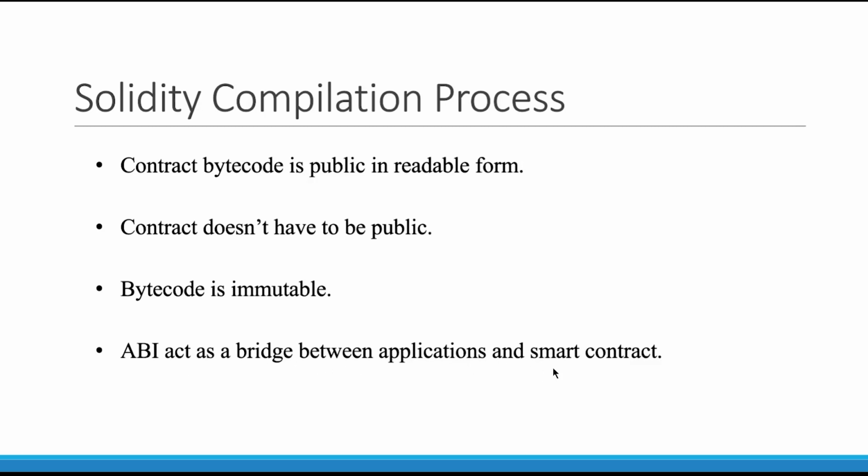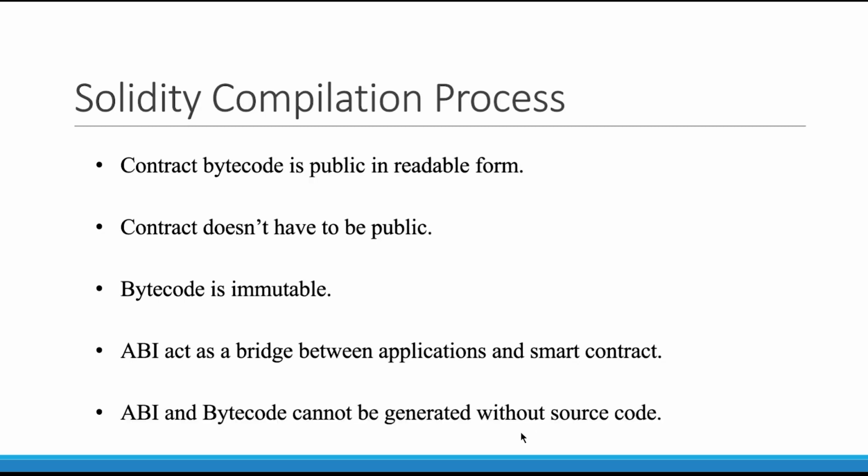ABI acts as a bridge between application and smart contract, right? We discussed this also. So your ABI is a bridge between different applications and your smart contract, where the application means the application that wants to contact or communicate with your smart contract. Like if they want to call a function, or if they want to access any variable, something like that, they need the ABI of your smart contract. And we have seen that also, right? In our ABI, we have all the functions and all the variables mentioned. So any application that wants to contact our smart contract needs this ABI.